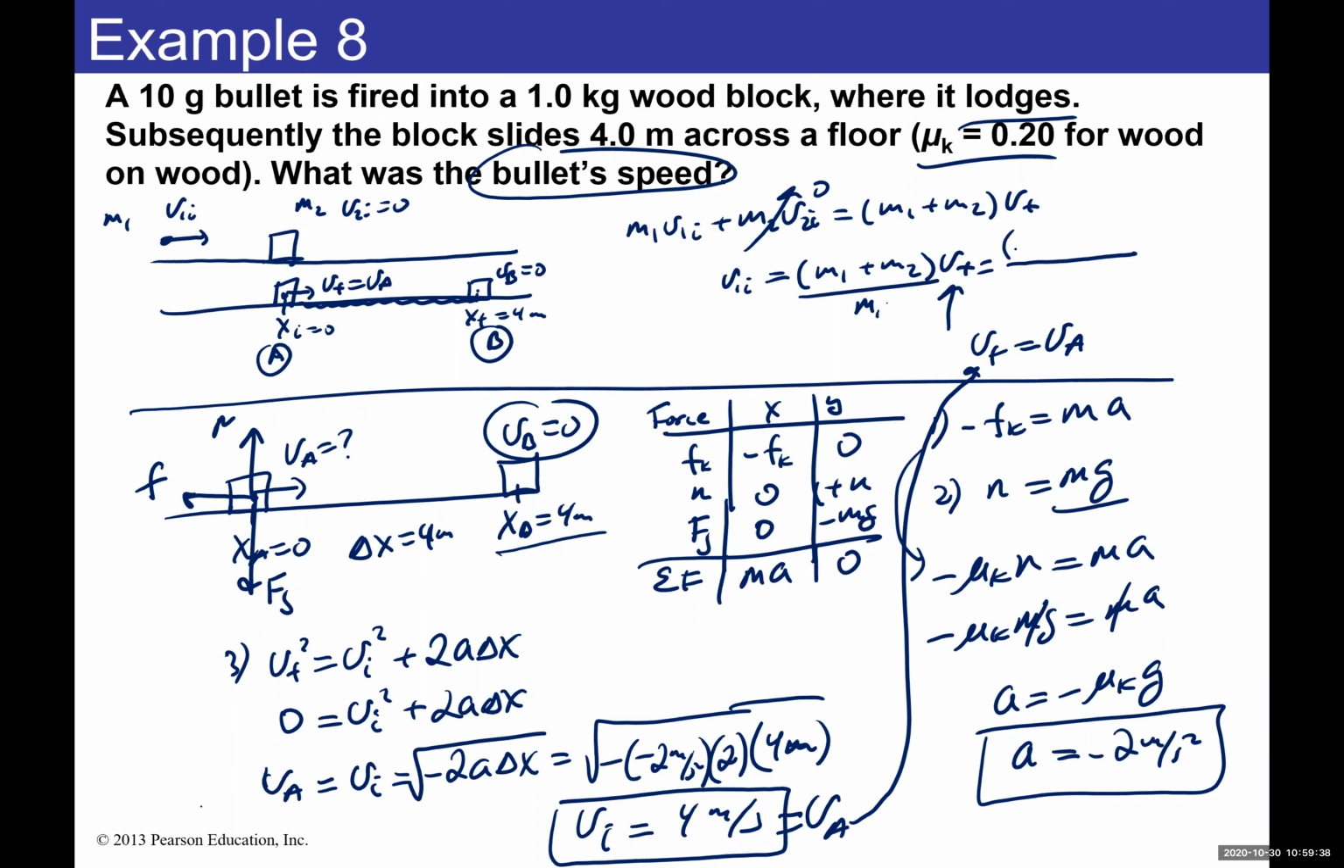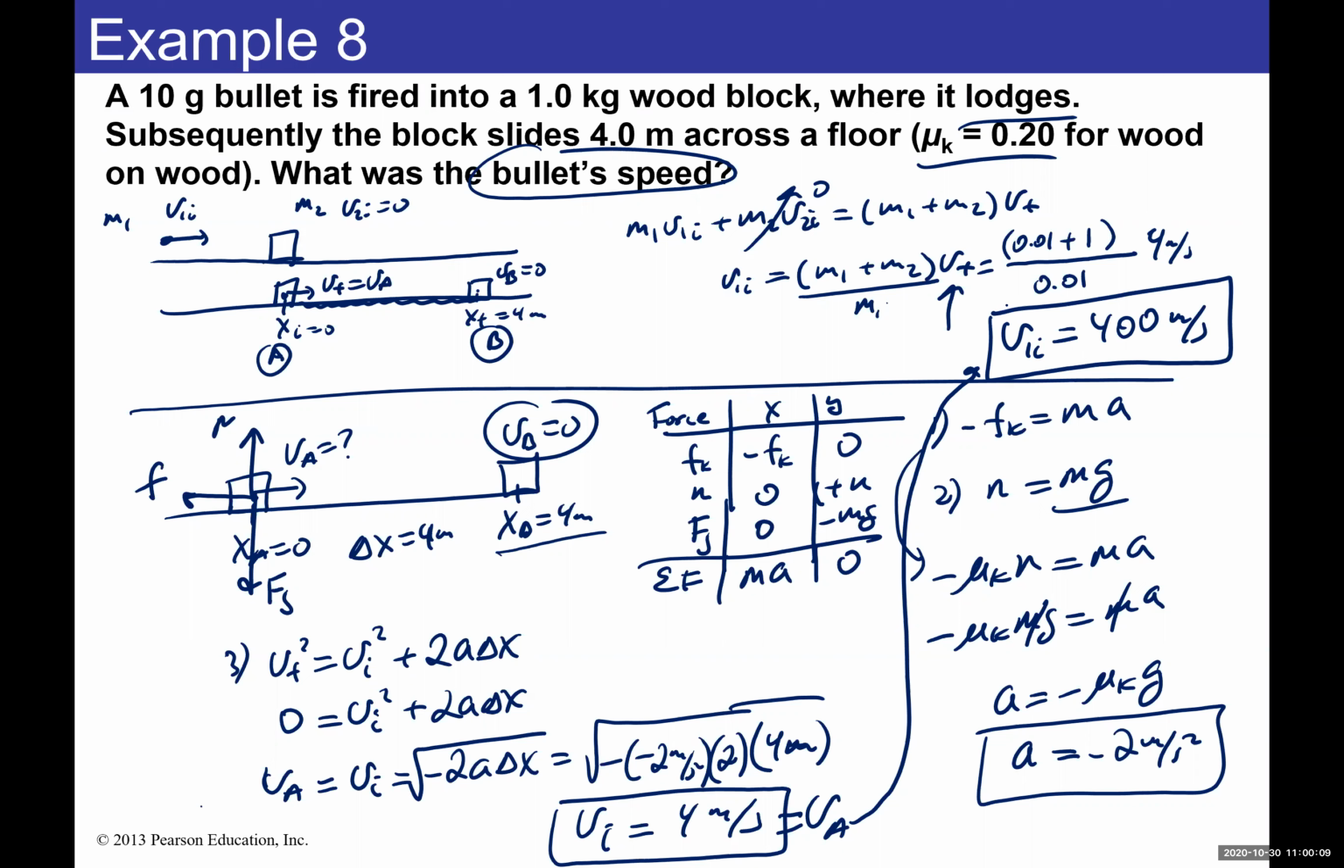So mass 1, let's say that's the bullet, right? So 0.01 plus 1 for the block, divided by 0.01, then times 4 meters per second. So if I do that calculation, I'm going to get V1 initial, which is the velocity of the bullet before the collision, as 400 meters per second, which technically matches what I would expect for the bullet velocity.